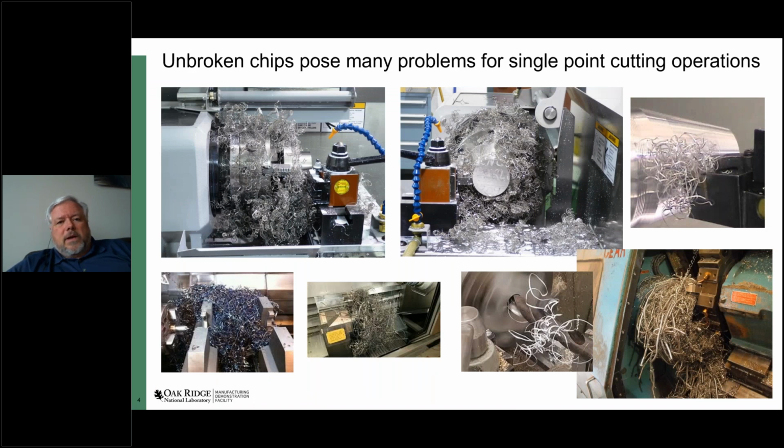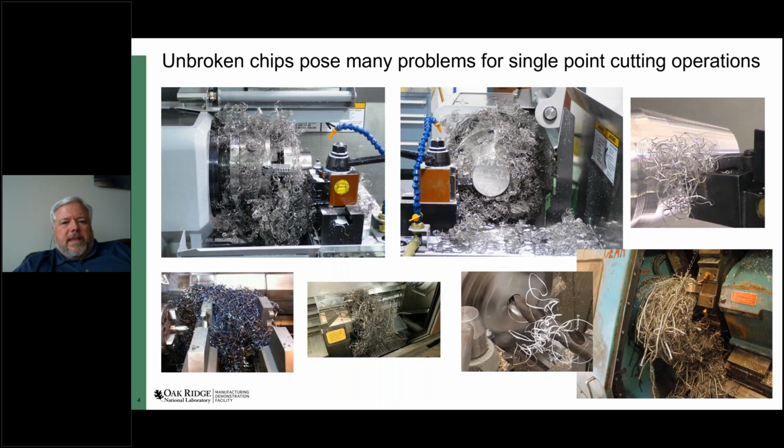You probably know that unbroken chips often pose problems for single point cutting operations. If you've been around a machine shop at all, you have certainly seen these kinds of problems. These are all pictures of turning operations. And the problem that frequently happens is that the chip that's being removed from the workpiece doesn't break. And it just gets longer and longer. It gets tangled all up on itself. It gets wrapped around the tool. It gets wrapped around the workpiece. Very often the operator has to stop the machine to remove it.